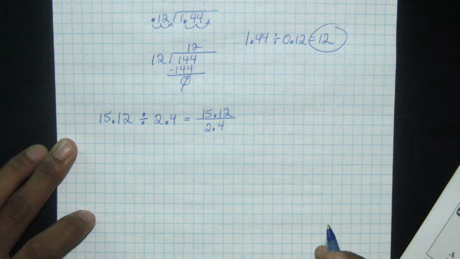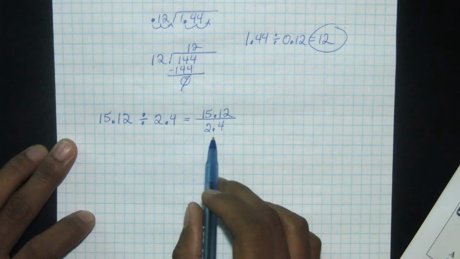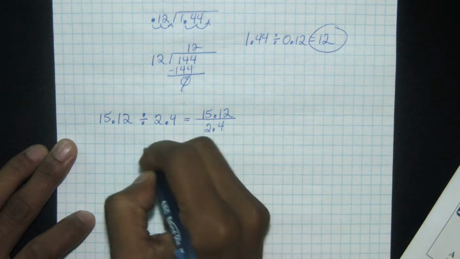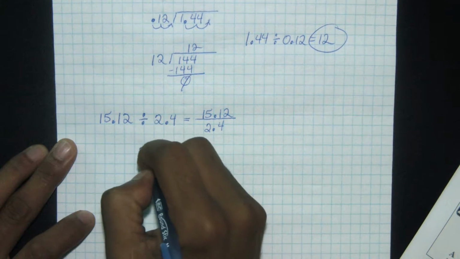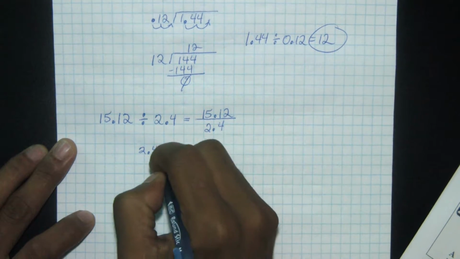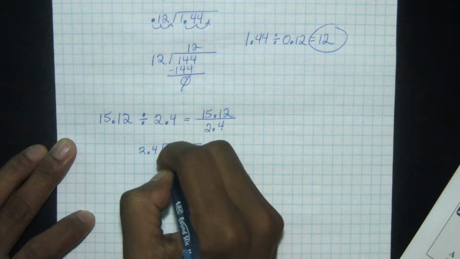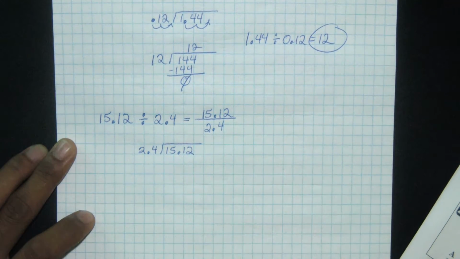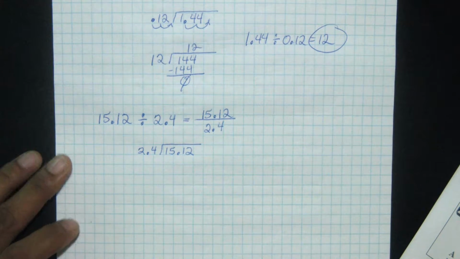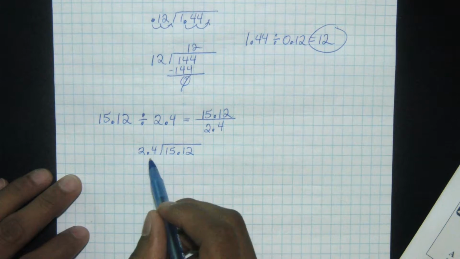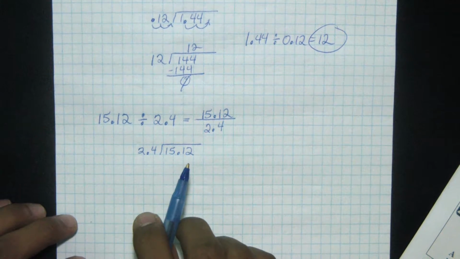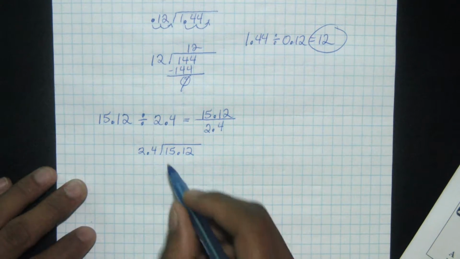And now we write this as long division. The denominator always goes on the outside. So this is how it should look: 2.4 on the outside, 15.12 on the inside. And what are we supposed to do with this number on the outside again? Raise your hand. Oshari. Make it a whole number.